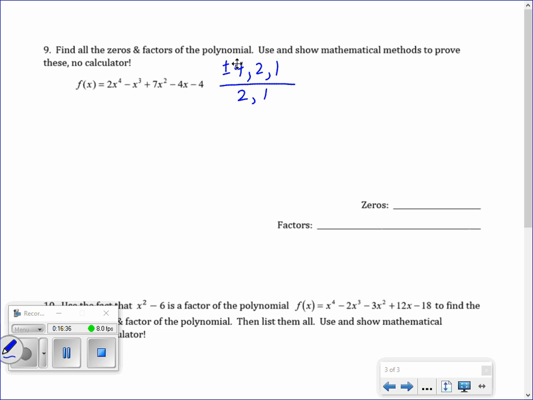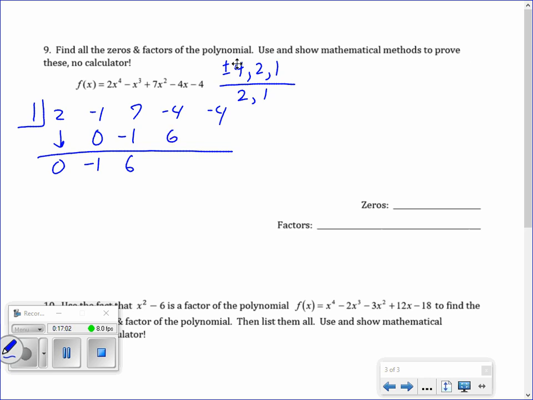So I need to get two of them out of here so that I can do something with a quadratic. I've already worked this out, but I had a couple of mess ups, and finally got 1 to work. So I get 2, negative 1, 7, negative 4, and negative 4. Nothing is skipped. All right, so I got 0 there. 1 times 0 is 0. Add up, negative 1. Get negative 1, get 6.